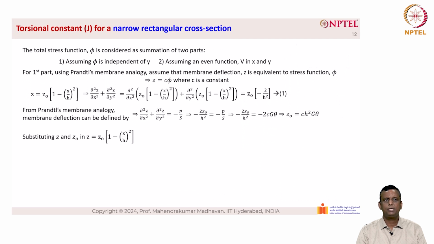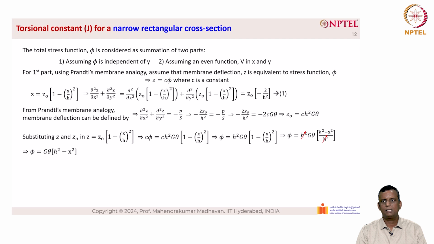So substituting Z equal to Z naught into (1 − x/h)², we have Cφ equal to Ch² into Gθ into (1 − x/h) the whole square. Again, we can cancel the C on both sides. We get the stress potential φ equal to h² into Gθ into (1 − x/h) the whole square. When we further simplify it, the h² term can be cancelled when we take the LCM. So φ becomes Gθ into (h² − x²).